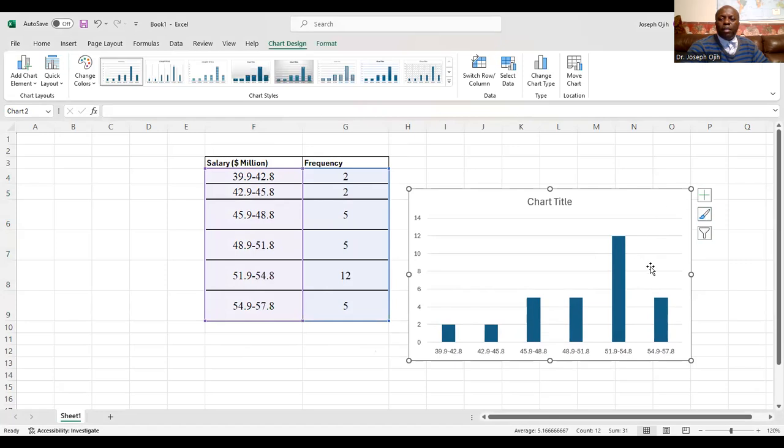Hello, can you see my cursor? Hello, everyone. Yes. You can see my hand moving, right? Yes. Okay, good.